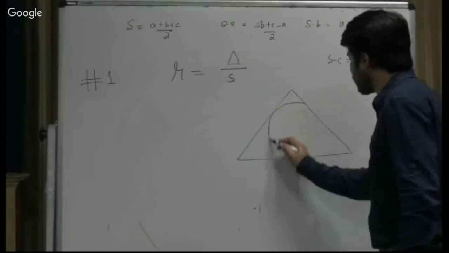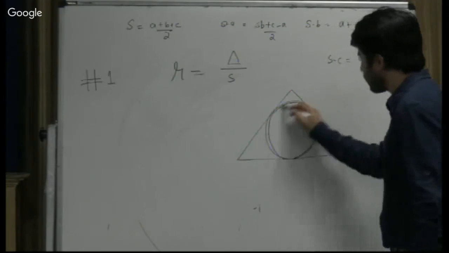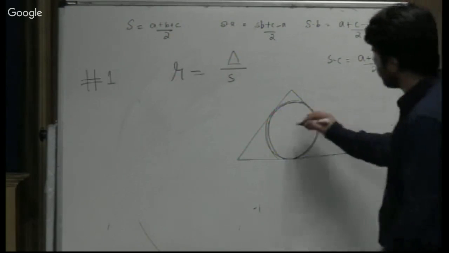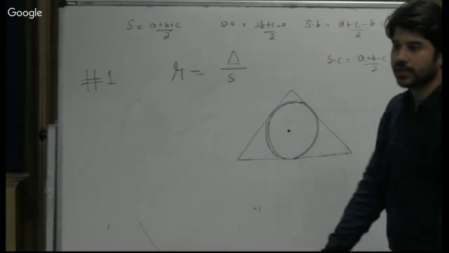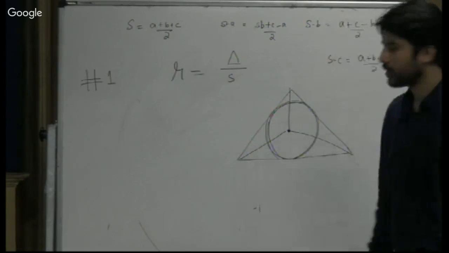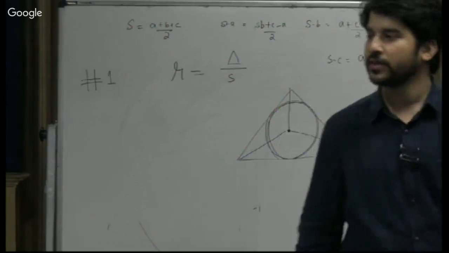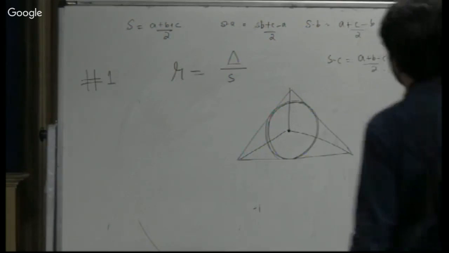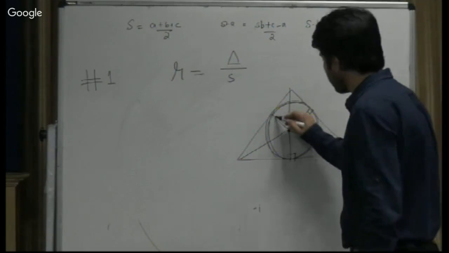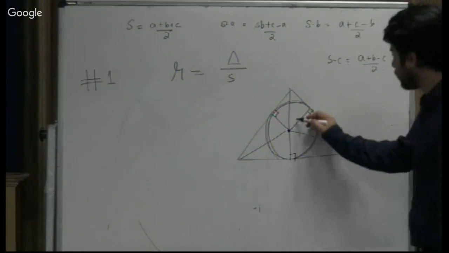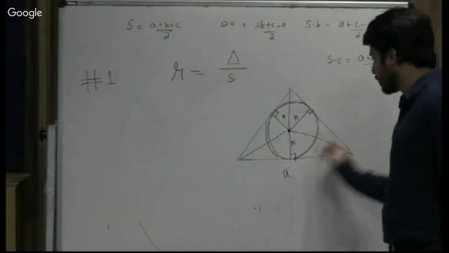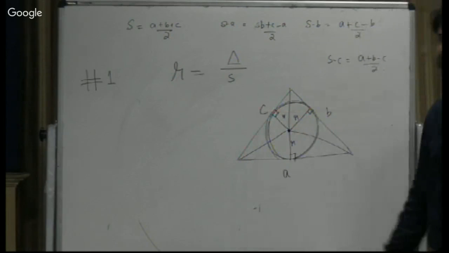See, this is a triangle, right? This is your incircle. Clear? Now this is going to be your incenter. I can split the big triangle into 3 triangles. And I know this is 90, this is 90, and this is 90. And I know this is R, R, R. So what will be the area of these 3 smaller triangles?